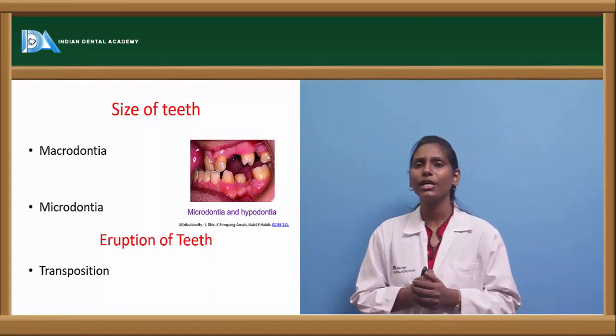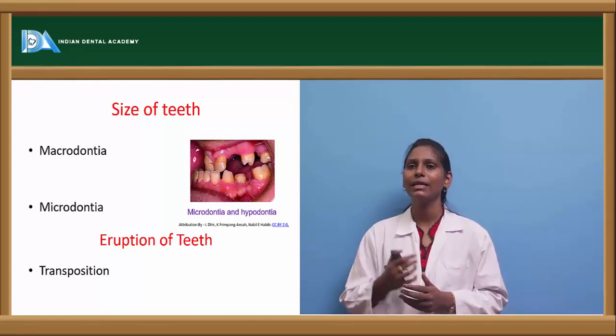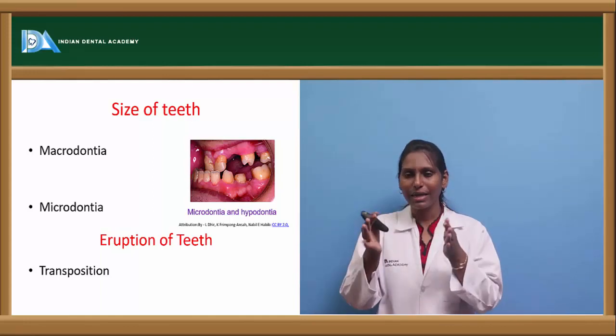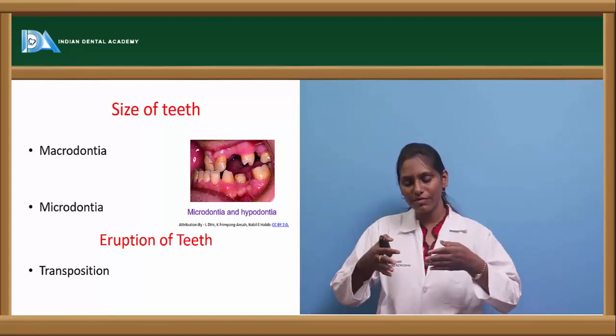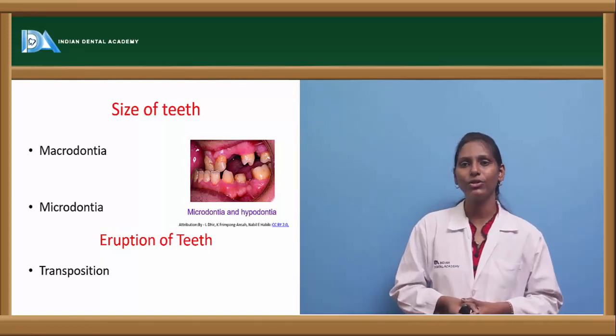And in microdontia, most commonly we see peg laterals. Peg-shaped laterals are usually seen. What happens is that instead of that nice wedge-shaped incisor, we see a conical-shaped lateral incisor, which is an example of microdontia.